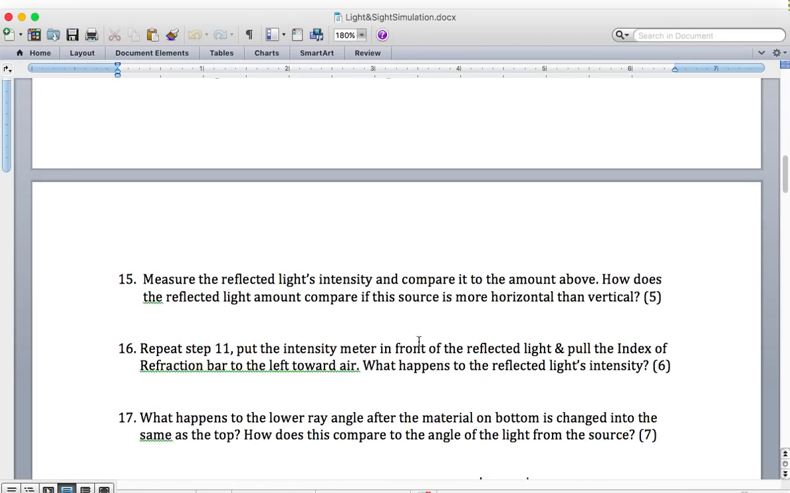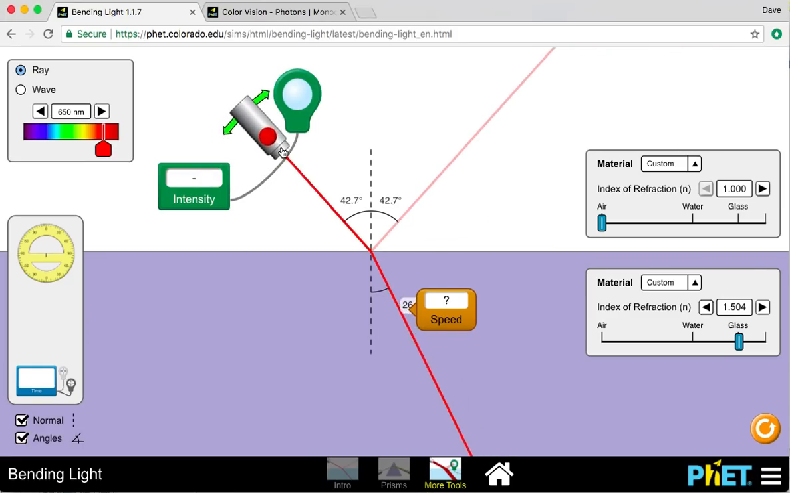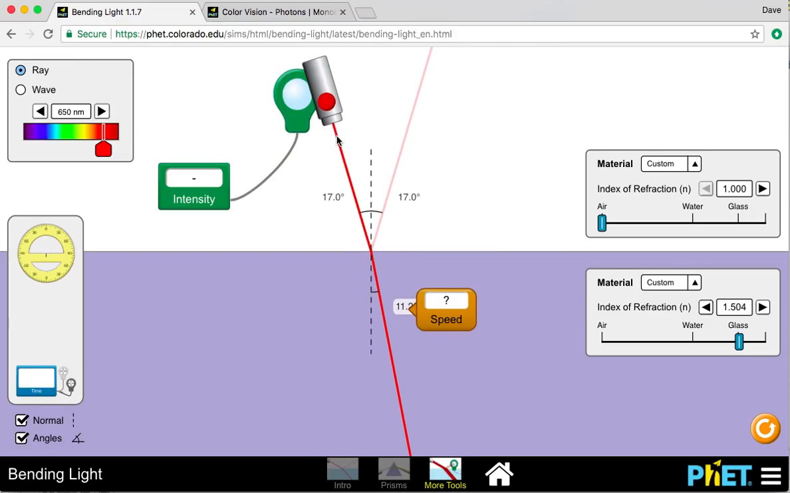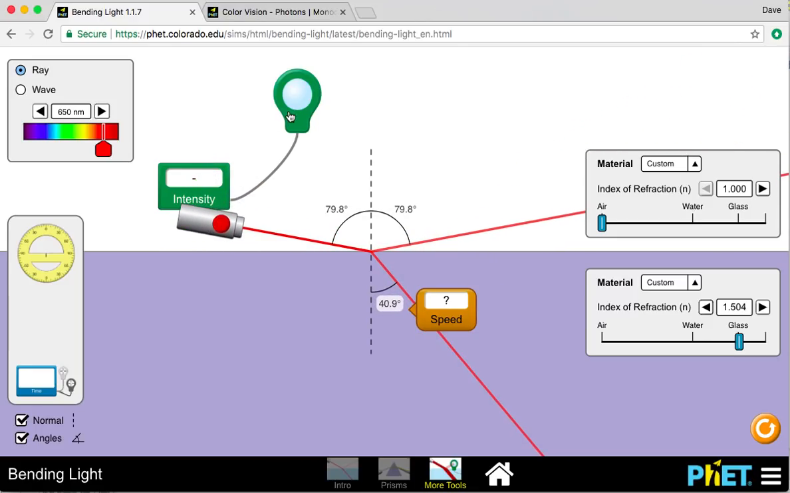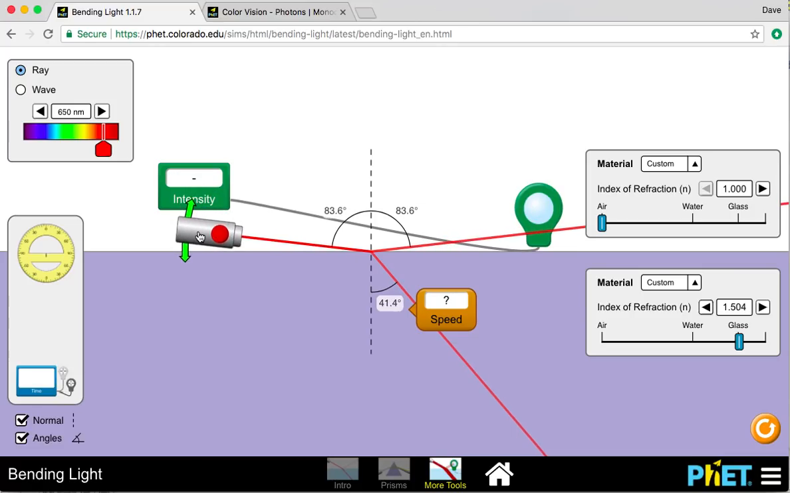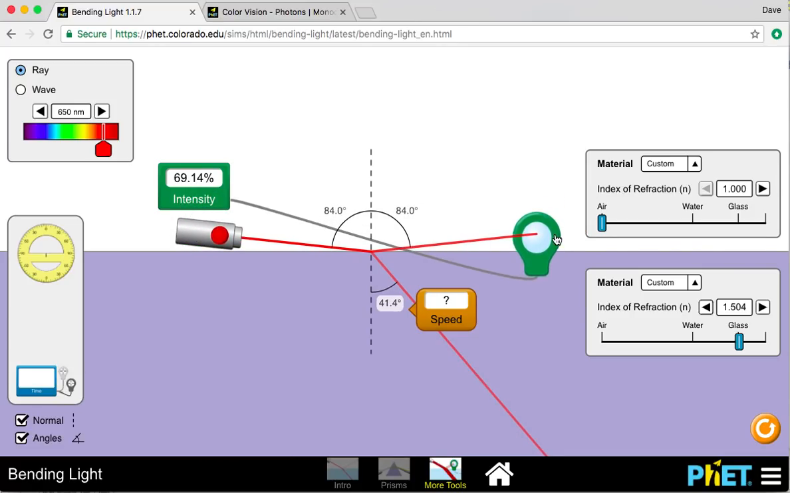So how does the reflected light compare after the source is more horizontal than vertical? Well, essentially what I wanted you to see here is that the further the light's angle is from the normal line, or you could say the greater the angle is, the more light you're going to have reflected. So you could say as the angle that the light strikes the surface relative to the normal line increases, the amount of reflected light will increase. So the closer I get to this, the more light is going to be bounced off.